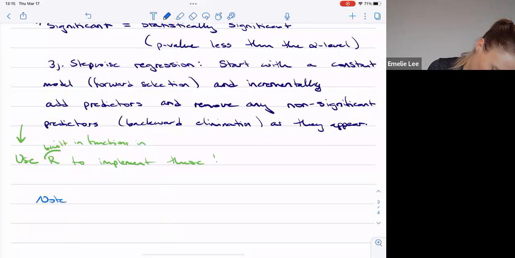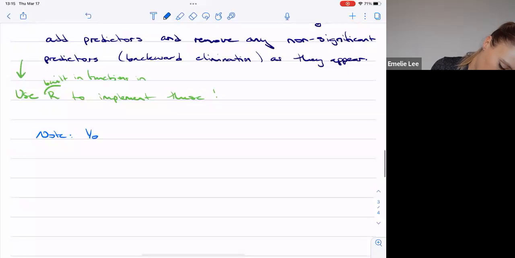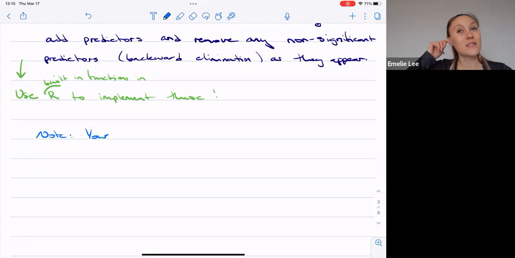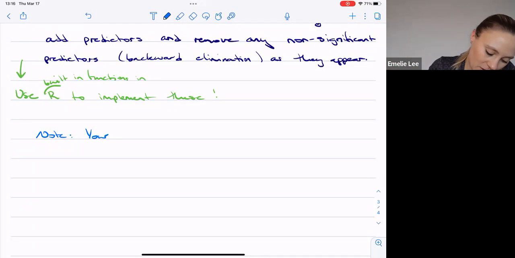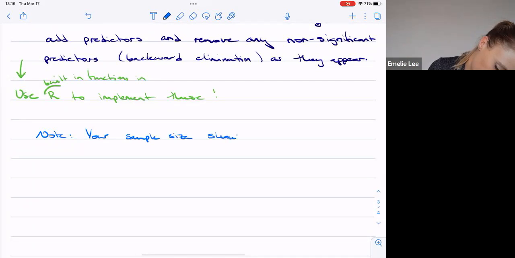So just as a quick note here, we saw that in theory we have n minus p minus 1 degrees of freedom, but if I have a large number of p compared to n, then that can go to 0 and it makes a mess. But I just want to re-emphasize here that your sample size should be much larger than the number of predictors.